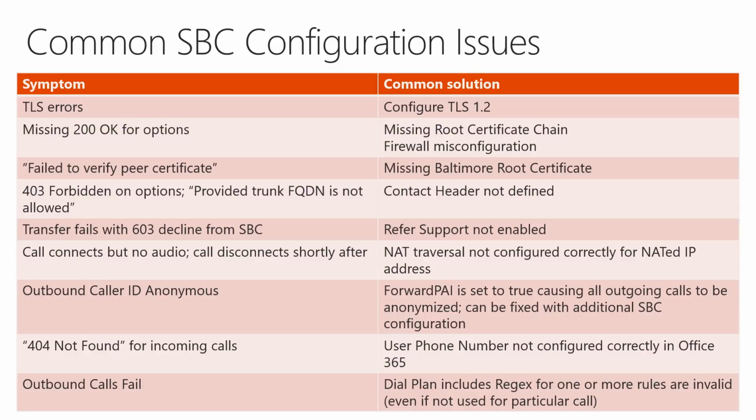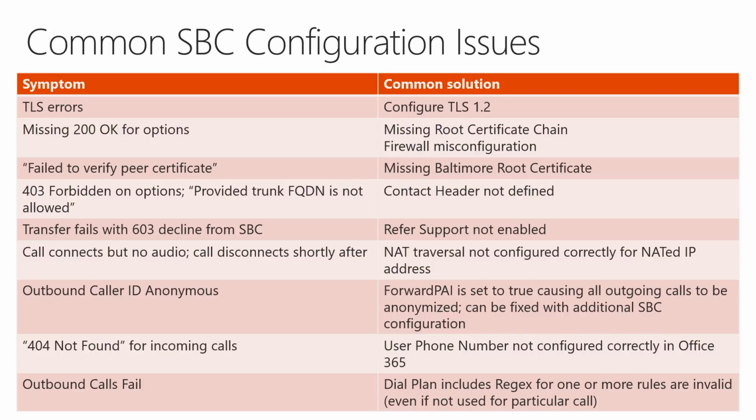If you're seeing a failed to verify peer certificate error message, that usually indicates that the Baltimore root certificate hasn't been imported on the SBC. If for your options you get back a 403, provided trunk FQDN is not allowed, it means that most likely the contact header has not been defined on the SBC. So whenever the SBC communicates with Office 365, Office 365 is expecting all communication to come from the FQDN that you have configured. If you haven't set up this FQDN on the SBC, or maybe there's a typo in it, you will see that error message.